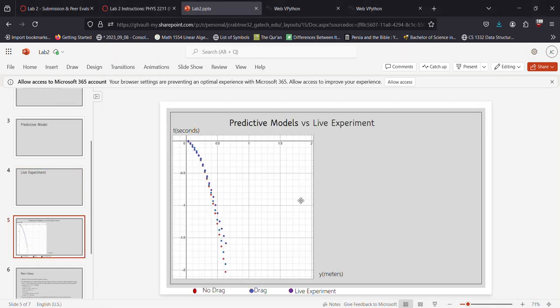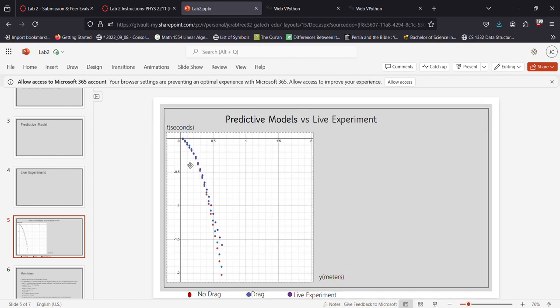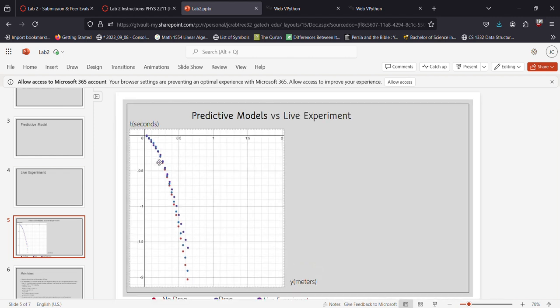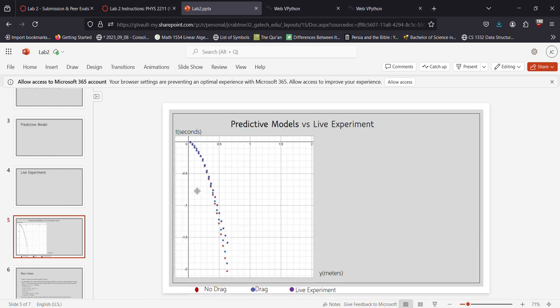So here are the two predictive models versus the live experiment. The no drag model is the red data points. The drag model is the blue data points, and the live experiment is the purple data points. As you can see, there was extremely strong correlation near the beginning of the experiment between the no drag and drag model, but slightly more disparity happened as time increased. The highest disparity, though, is between the live experiment data and the drag and the no drag models.